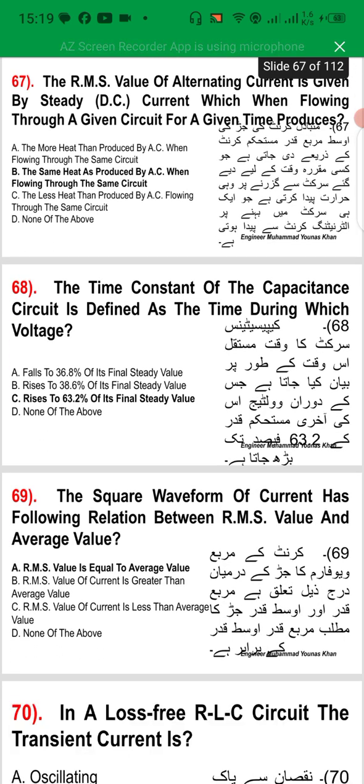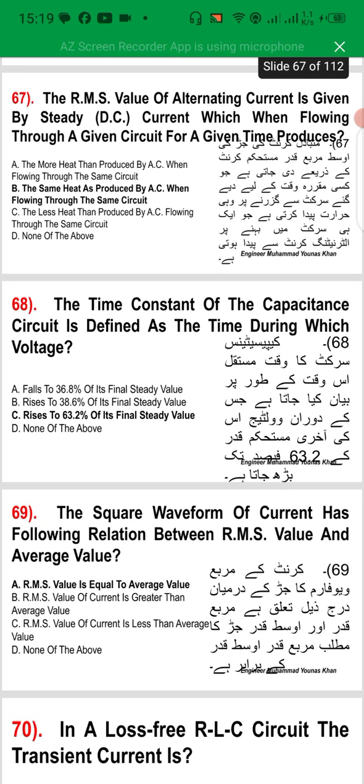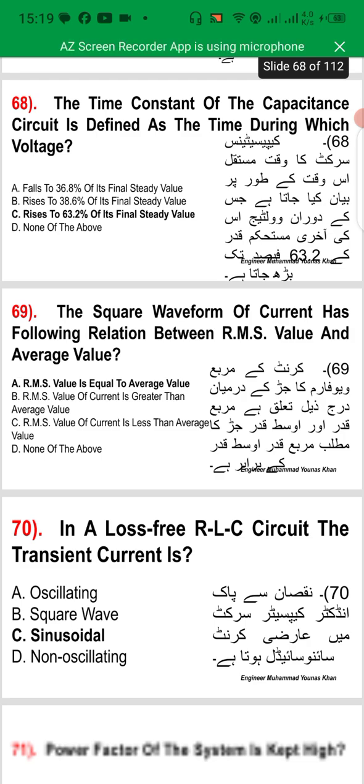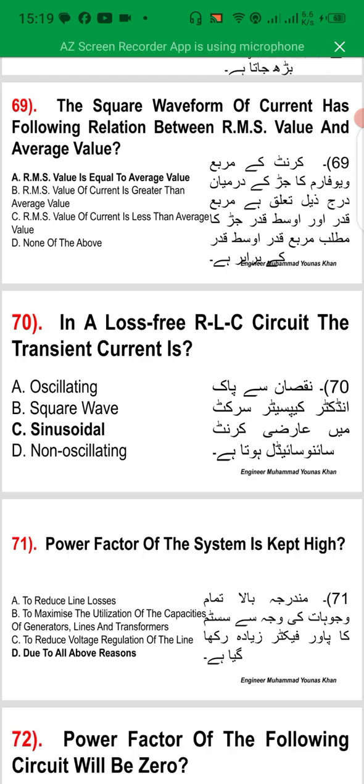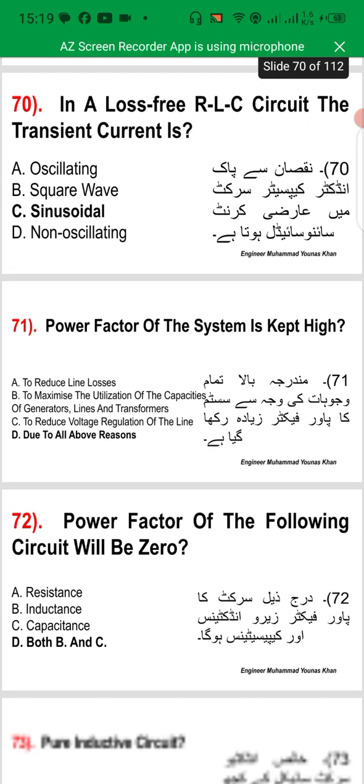The RMS value of alternating current is given by the steady current which, when flowing through a given circuit for a given time, produces the same heat as produced by AC when flowing through the same circuit. The time constant of the capacitance circuit is defined as the time during which voltage rises to 63.2% of its final steady value. The square waveform of current has the following relation between RMS value and average value: RMS value is equal to average value.